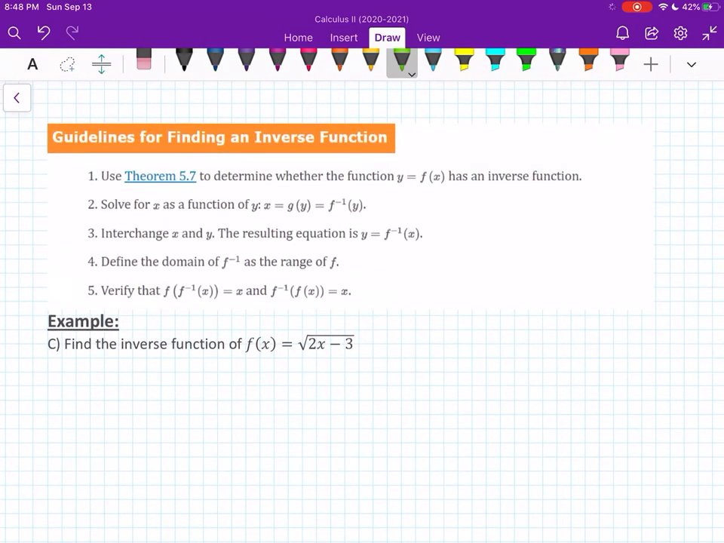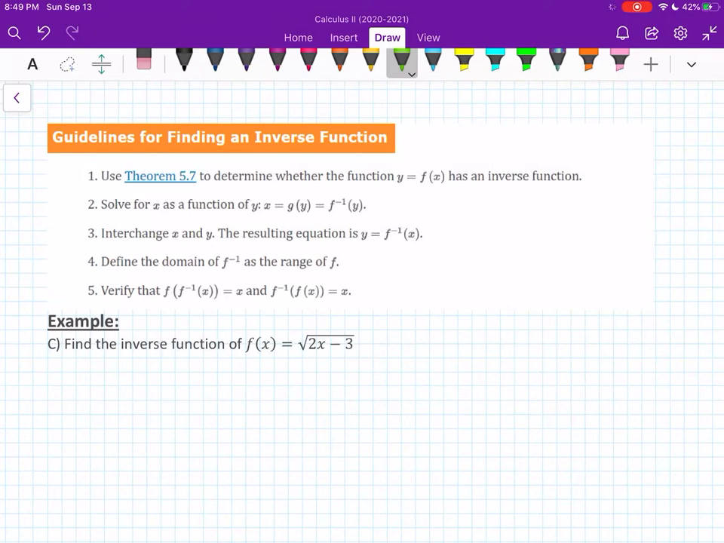Great. Guidelines for finding an inverse function. First, we want to make sure one exists so you're not wasting time, so use the theorem we just talked about to figure out if it exists. For the next two steps, you switch x and y, solve for that new y value, and then put it back into the f inverse of x notation. That's just your algebra part, steps 2 and 3. Step 4, make sure your domain and range match: the domain of one is the range of the other and vice versa. And the last and final step, do the check that the compositions work both ways. Okay, so let's put this all into practice.